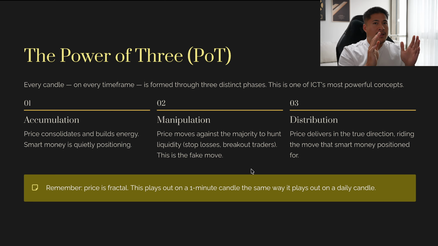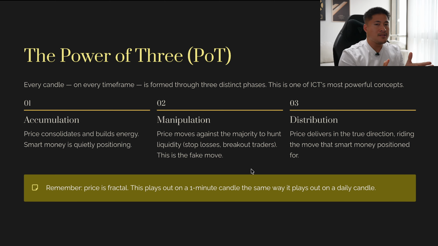And very, very important for you to understand as well is that this concept doesn't necessarily need to play out in one single candle. It can play out in multiple candles. It can play out in 2 candles. It can play out in 10 candles as well. So there's no strict rule on how many candles are needed for this concept to play out. This is very important for you to understand.